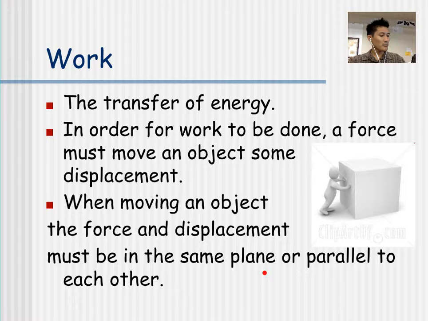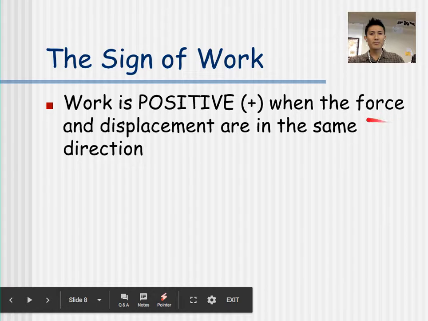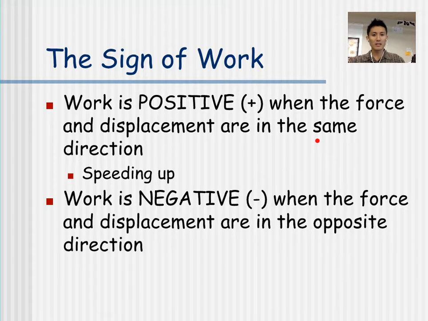And so work also has a sign. It is what we call a vector. How do we determine the sign of work? Well, kind of like acceleration, if the force on the object and the displacement are in the same direction, for example, if I'm pushing a box and the box is moving in the same direction I'm pushing it, I'm going to have positive work done on the object. I'm going to have positive work done. It's going to cause my box to possibly speed up. It's going to accelerate my box.